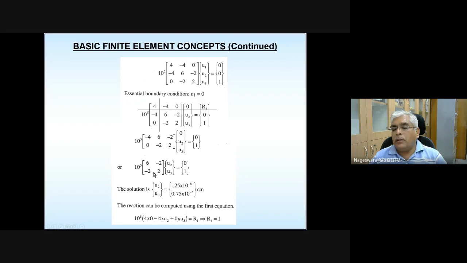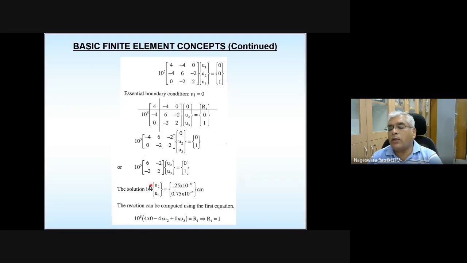So now you can solve this equation to get u2 and u3, and you use consistent units. You substitute everything in kilograms and centimeters. So finally, the displacements that you get, U2 and U3, are going to be in centimeters. And what about U1? You already applied U1 is equal to 0. So U1 is 0, U2 is this value, U3 is this value.